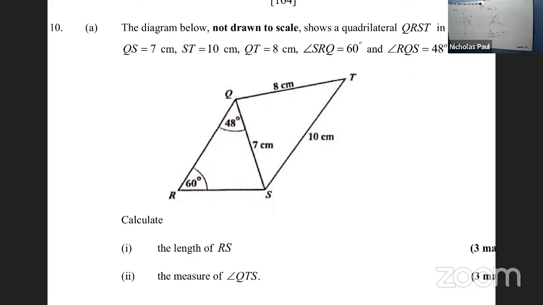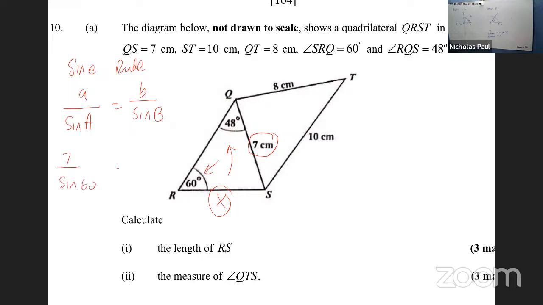Right, so we're trying to find RS. So let's call RS X here. So we're trying to find X. So we have length, opposite angle, length, opposite angle. So we're going to use sine rule. Remember it's A over sine of the opposite angle is equal to B over sine of the opposite angle. So that'll be 7 over sine 60 is equal to X over sine 48.